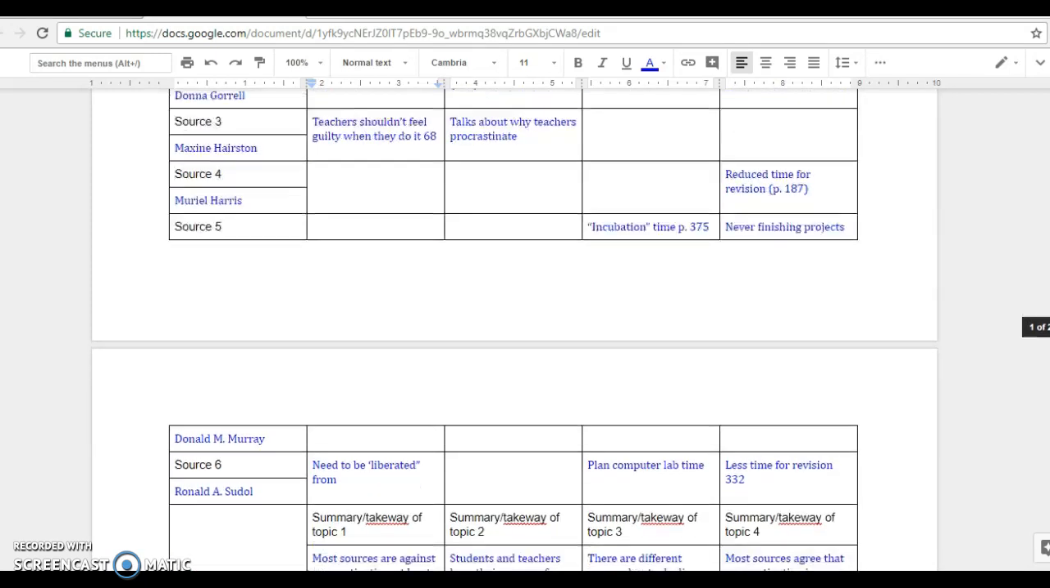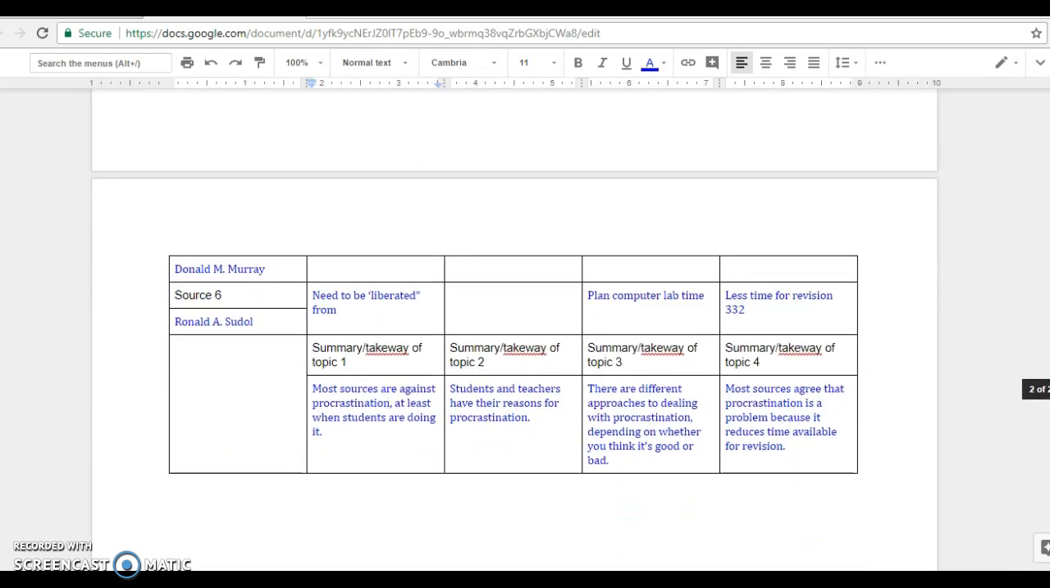You also want to, let's go to the bottom here, make sure that after you've finished doing your research, you have a summary or a takeaway that condenses down what you found out about your topic. Looking again at the teacher attitudes toward procrastination, what I found was that most of the sources were against procrastination, at least when students were doing it. And so that gives me something I could talk about. That's like the topic sentence that I might use for that portion of my paper.